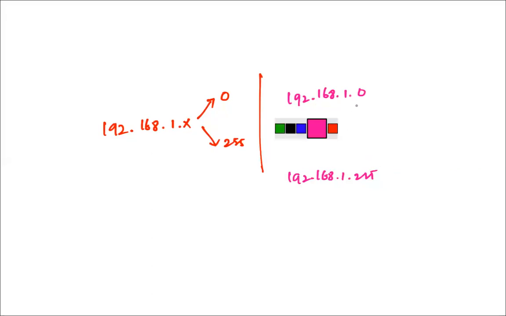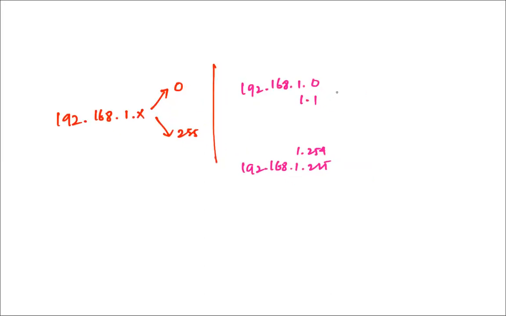Okay, so now 1.1 is the second IP, and 1.254 is the second last IP address. So now we have this range. How many IPs do we have in this network? We have a total of 256 IPs, correct? Starting from 0 to 255, 256 IPs are there. My question is very simple now to you guys.